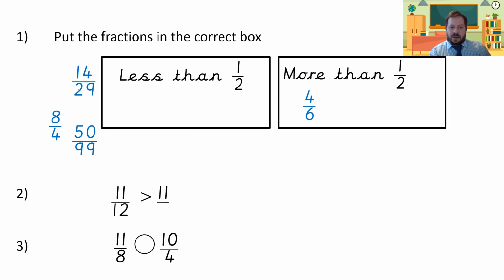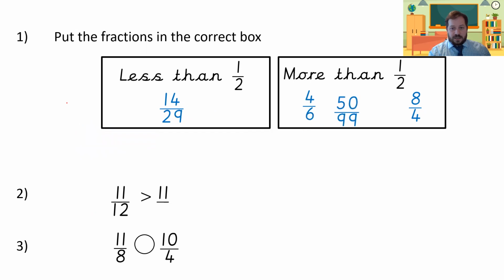Half of 29, now this is an interesting one. Half of 29 would be 14.5. So 14 out of 29 would be less than a half. Half of 4 is 2, 8 is more. Half of 99, this is a difficult one. So half of 100 is 50, so half of 99 would be less than 50. So 50 would be more than a half.